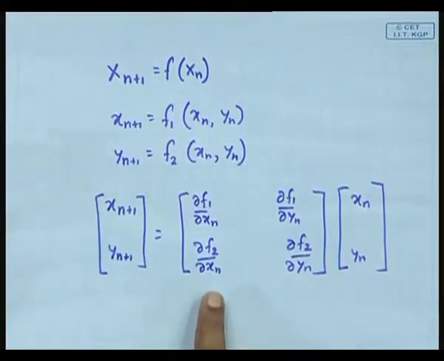Sir, I have a doubt. In finding the Jacobian, you are differentiating the discrete function with a discrete variable. Right. Okay. His question is that in obtaining this, we are differentiating a discrete function with respect to a discrete variable. How is it possible? Okay, I will deal with that question.